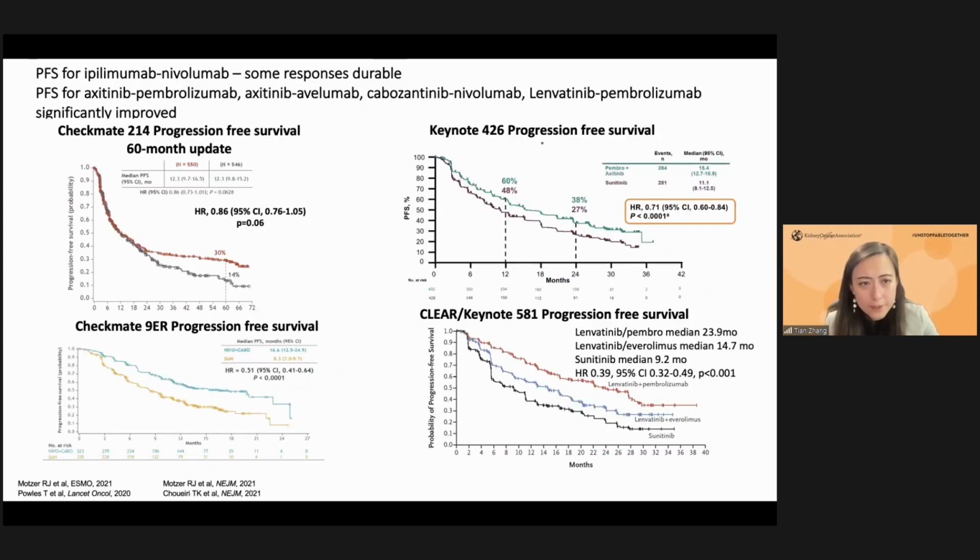How about progression-free survival? How are we getting patients more time free from disease progression? And the answer is yes. Across all of these immune-based combinations, we're getting patients more time on the same treatment. And in particular, if you look at Checkmate 214 here in the top left, there are 30% of patients at 5 years that are not experiencing disease progression.